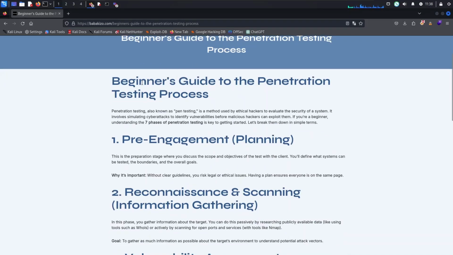So, straight up, beginner's guide to penetration testing process. Penetration testing process, also known as pen testing, is a method used by ethical hackers to evaluate security of a system. That's pretty straightforward. It involves simulating cyber attacks to identify vulnerabilities before malicious hackers can exploit them. I think that's pretty straightforward as well.